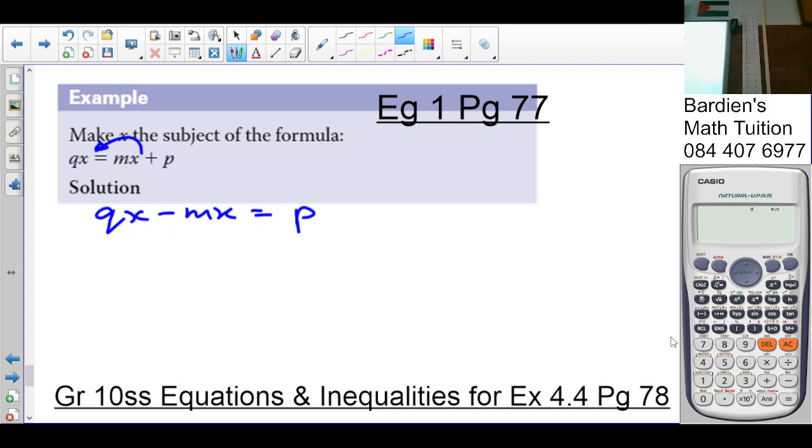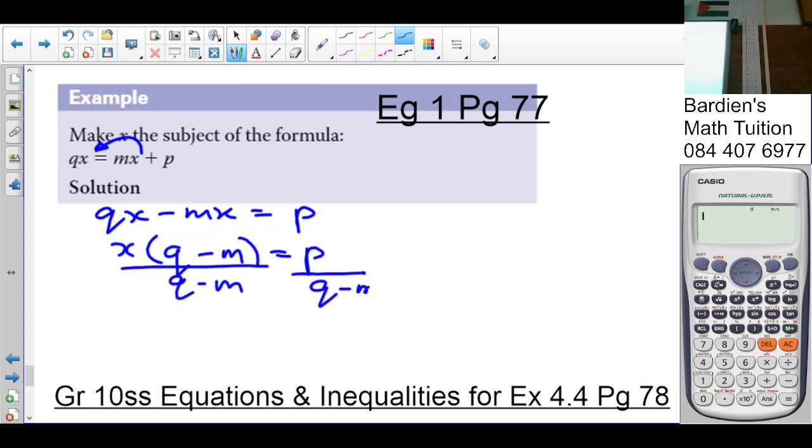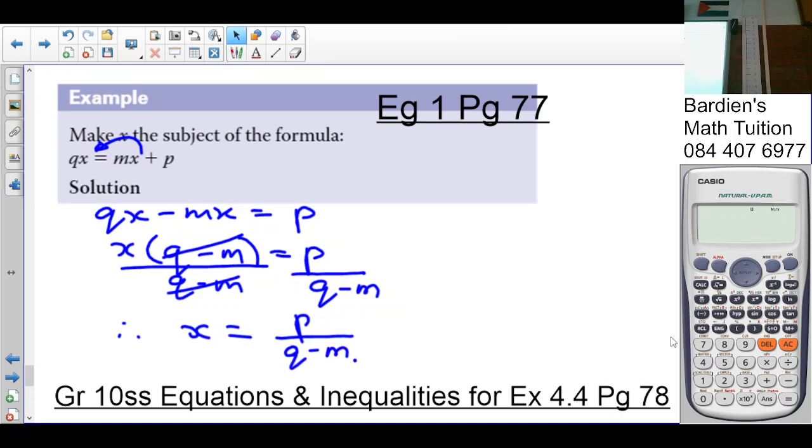So what do we do now? We take out the common factor. And what's common? X. I'm left with q minus m is equal to p. How do I get x on its own? Divide by q minus m both sides. So that cancels. Now I've got x on its own. Therefore x is equal to p over q minus m. Okay. Any confusion? No?